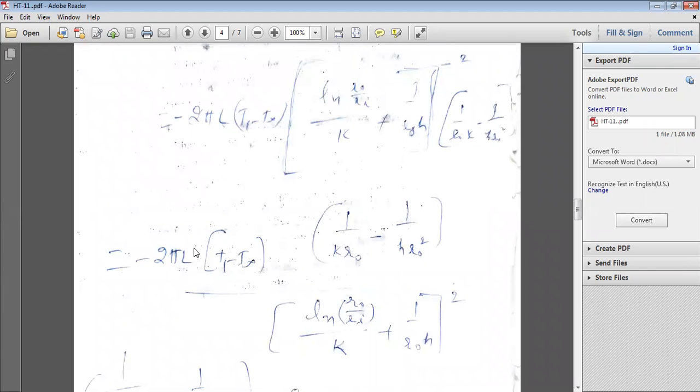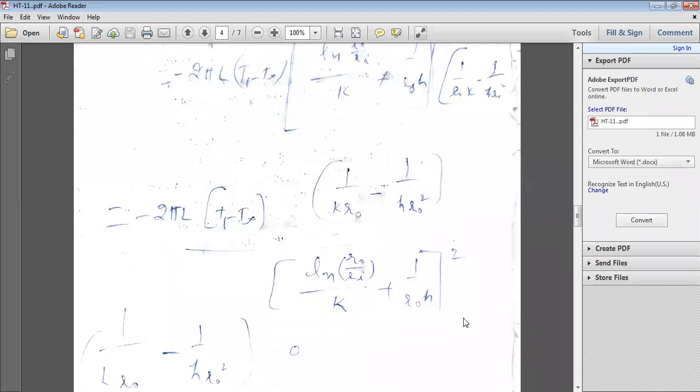Again, rewrite this one: minus 2 pi L T1 minus T free stream, and this term 1 by K Ro minus 1 by H Ro square, and I am taking minus 2, that is the whole bracket to the power minus 2, to the bottom. That's why this term becomes plus 2 divided by ln Ro by Ri by K plus 1 by Ro H whole square. Nothing else is there; I have just taken this term to the bottom.